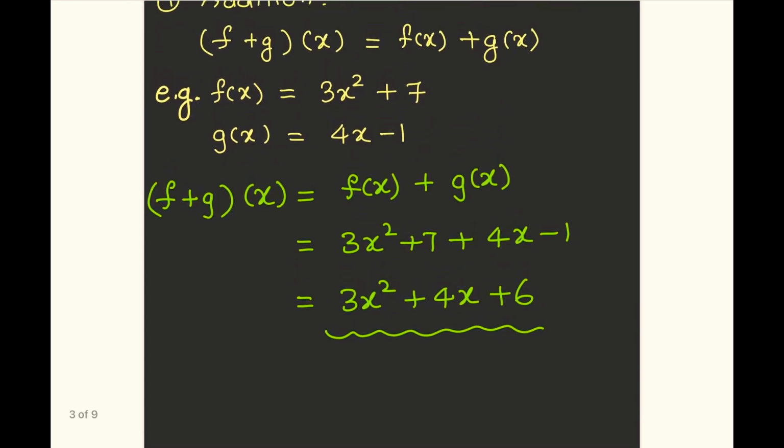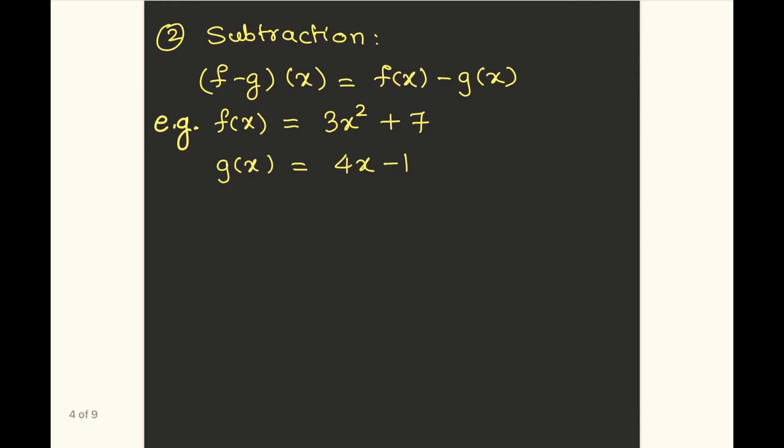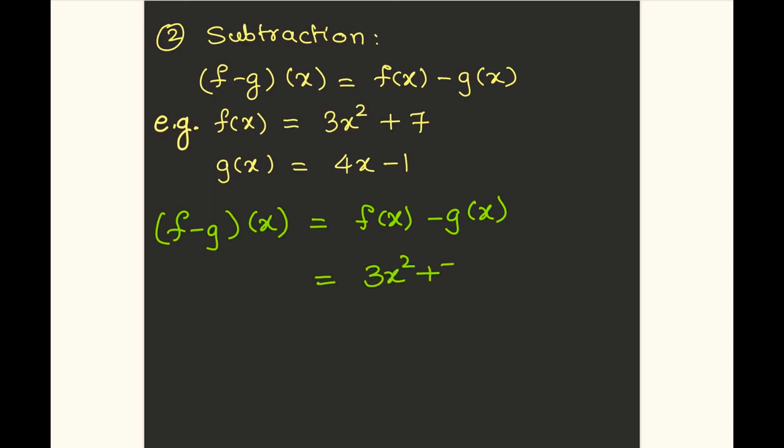Another example will be subtraction. F minus g of x will give me f of x minus g of x. You can pause the video and try it yourself and see if you get the same answer as mine. I will calculate f minus g of x, which is f of x minus g of x, equal to f of x, in this case 3x squared plus 7, minus g of x, which is 4x minus 1.